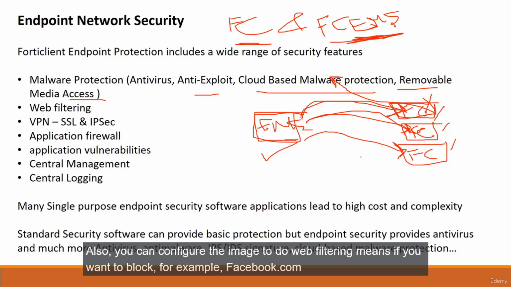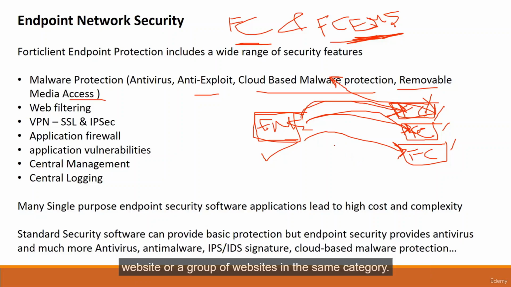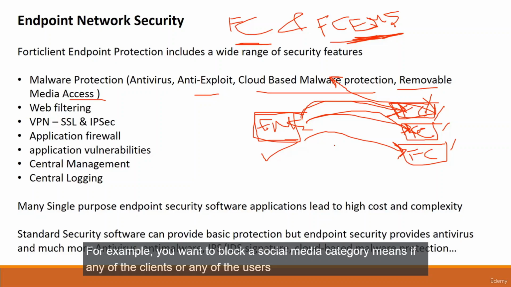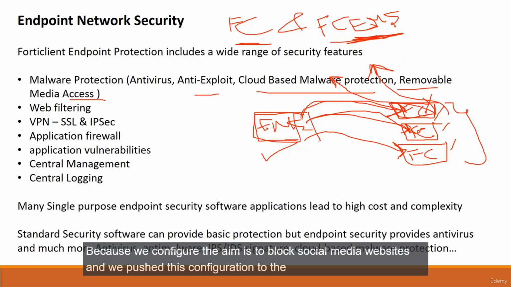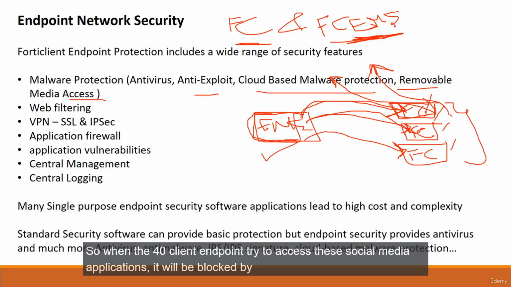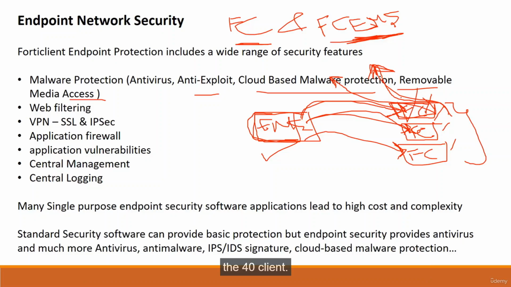Means if you want to block, for example, the Facebook.com website or a group of websites in the same category, for example, a social media category. If any of the clients or any of the users here try to access Facebook.com or Twitter.com, it will be blocked by the Forticlient. Why? Because we configured the EMS to block social media websites, and we pushed this configuration to the Forticlients. So when the Forticlient endpoint tries to access these social media applications, it will be blocked by the Forticlient.